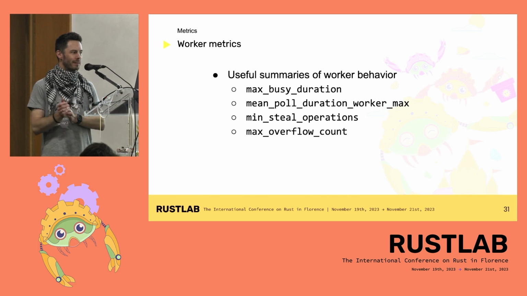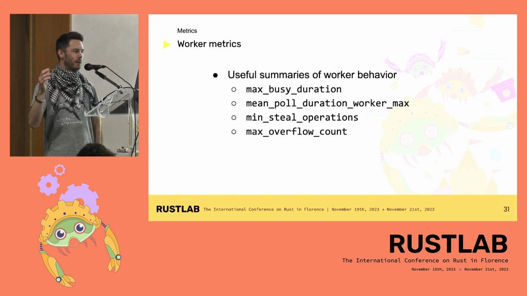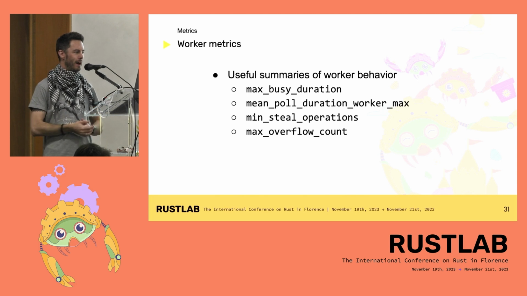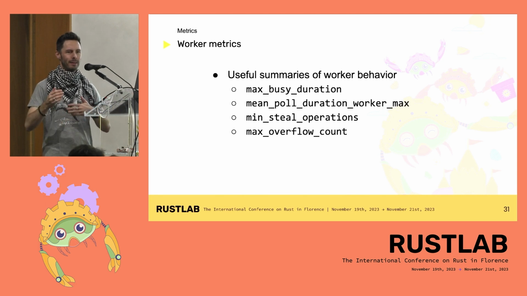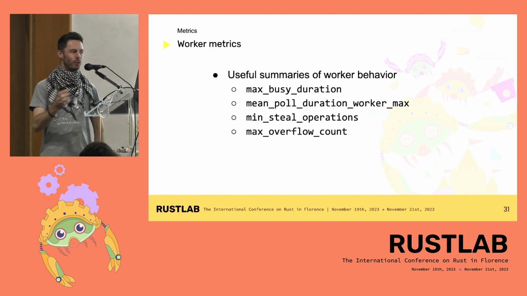So you can get also useful summaries of worker behavior, such as the max busy duration for a worker, mean poll duration of the worker that had the highest poll duration, which is a little bit of a mouthful, but can be useful. The min steal operation, so this is the worker that stole fewer tasks than any other worker, and max overflow count, which is when the workers have a local queue, and then there's a global queue when they're scheduling tasks for execution. The local queue is what a worker has, and that might overflow. So you might run out of space, and then the task needs to be put into the much slower global queue. So that's why this one's interesting.